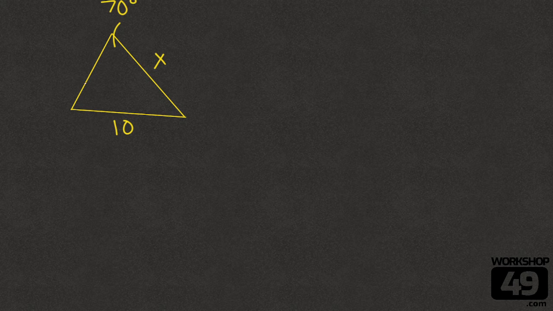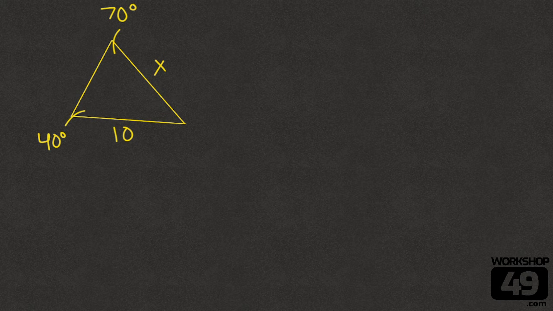And so I label this one marvelous. And I'm just using little arrows to mark my angles so it's easier to see. So we have an X and we have a 10, and it's 70 degrees and 40 degrees. We are looking for an unknown side.